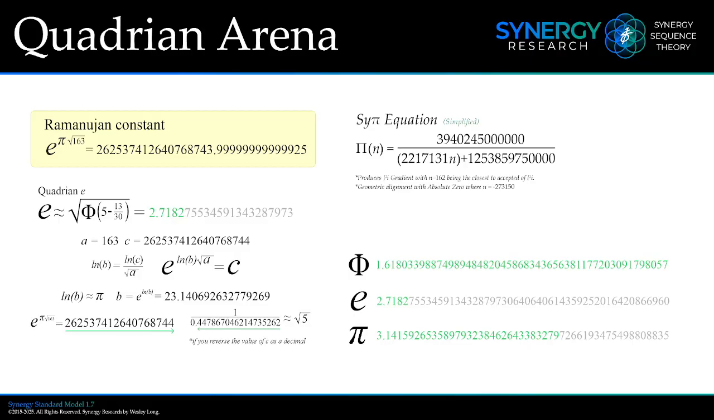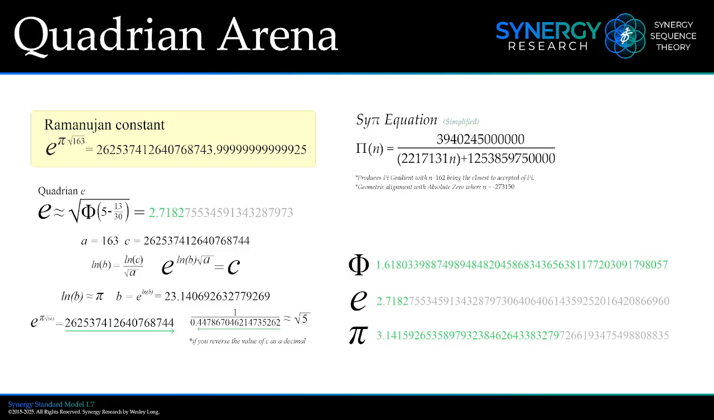In other words, this constant C isn't just magic. It's logarithmically consistent, folded back into a recursive structure involving pi, e, and 5. At bottom left, it even shows that the reciprocal of the 163 derived constant approaches √5, a constant already seen throughout the geometric structure of the arena.